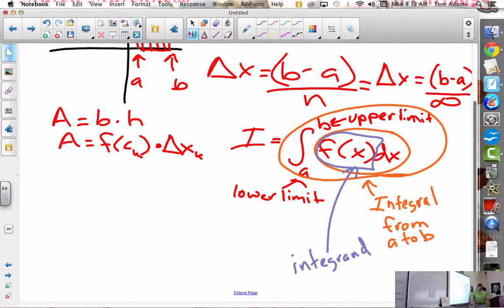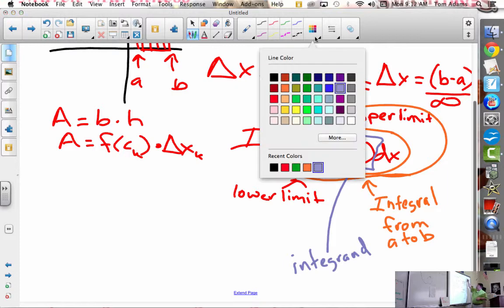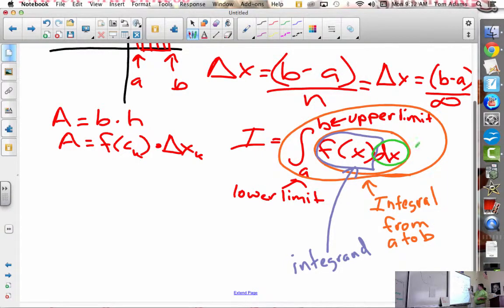That's the thing that you're integrating. Let's try to do a different color here, green. This is the variable of integration. That's what we're integrating with respect to. Okay, and that's pretty much it.